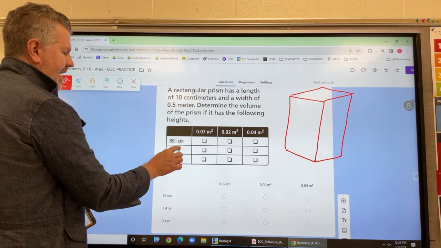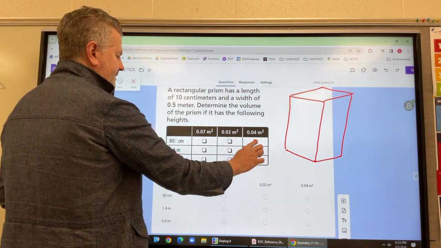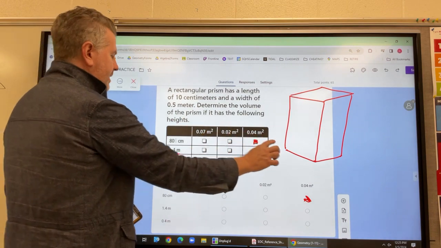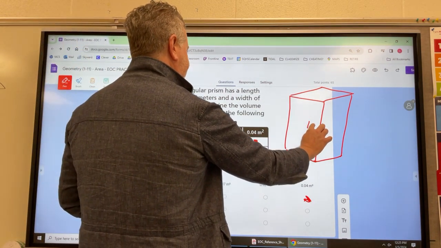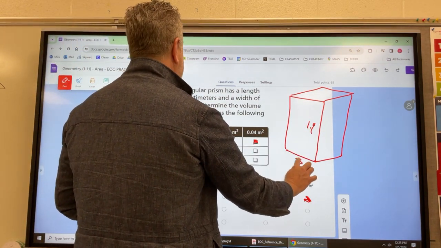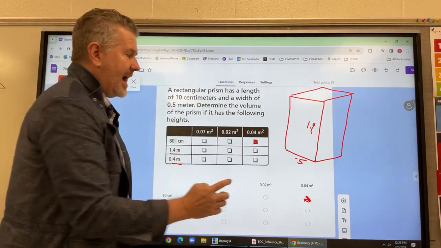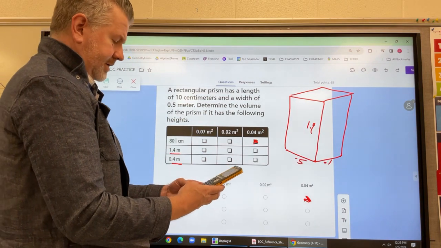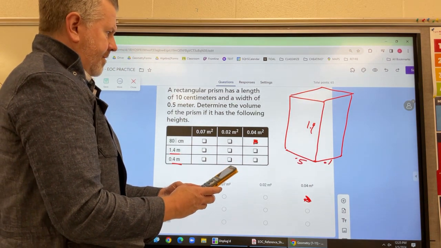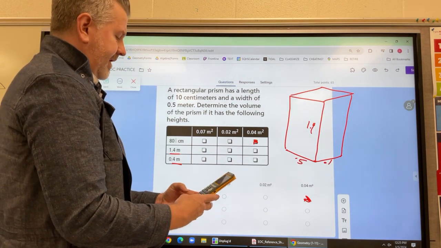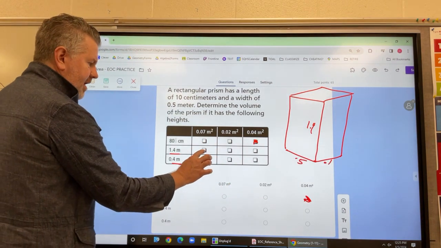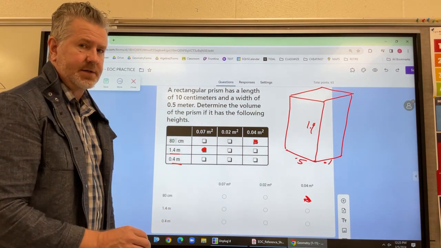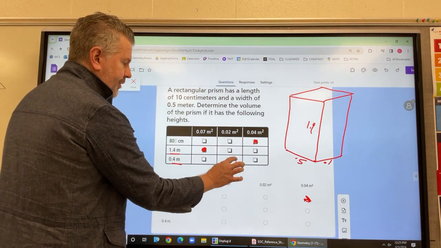But let's forget about this one. We've already done this one. That is 0.4. Of course, the answer is going to be down here. 1.4 meters is the height. We've got 0.5 meters here, and 10 centimeters divided by 100 is 0.1 meters. So we can just multiply these things together. This is great. 0.1 times 1.4 times 0.5 gives us 0.07.